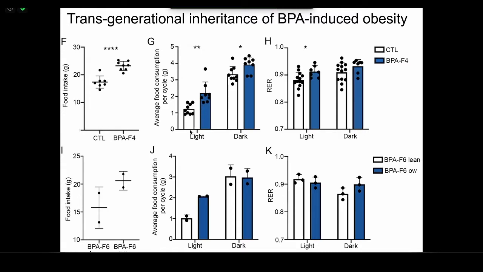eating, you can see that the control mice, which are the white, compared to the obese mice, which are the blue, the obese BPA mice eat more during the light cycle, and not as different from the control during the dark cycle. So that means that the BPA mice, for whatever reason, which I'll try to explain later on, are eating more during the day.